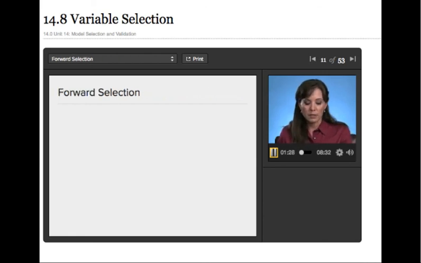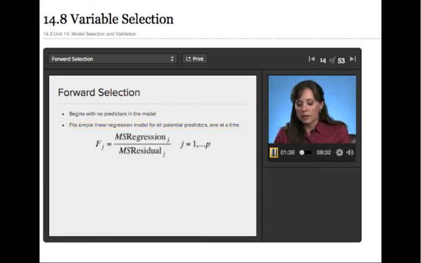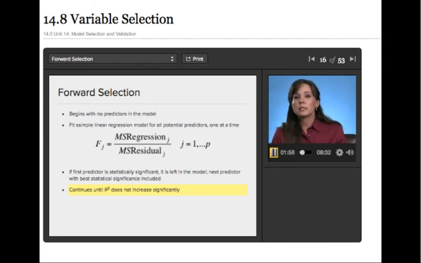So forward selection begins with no predictors in the model. We fit a simple linear regression model for all of the potential predictors one at a time. So the first predictor is included in the model. If it's statistically significant, it's left in the model, and then the next predictor that has the best statistical significance is included. And that goes on until we reach a point where we do not increase the R-squared in the model by very much. The first predictor that's added to the model stays in the model, and we keep adding predictors to the model.